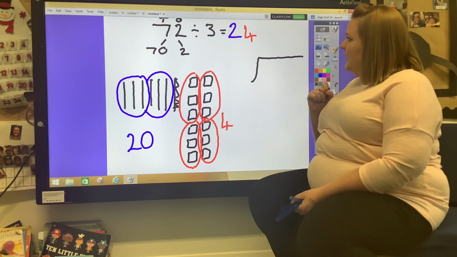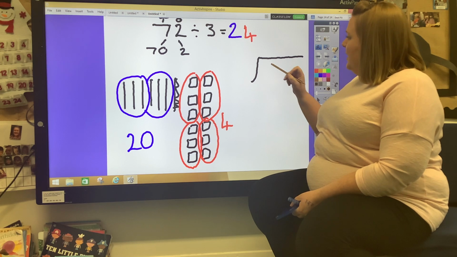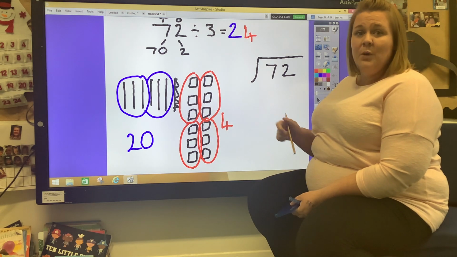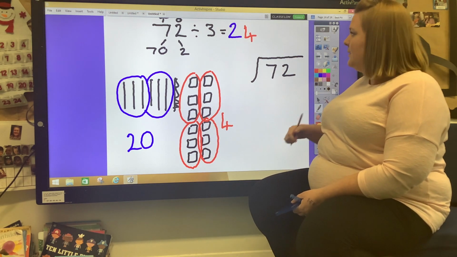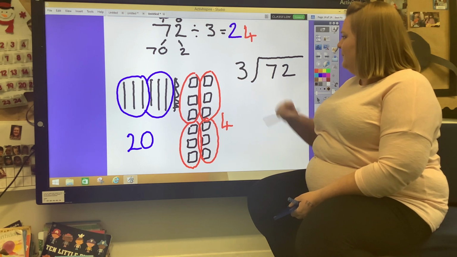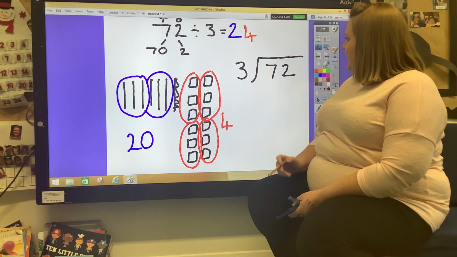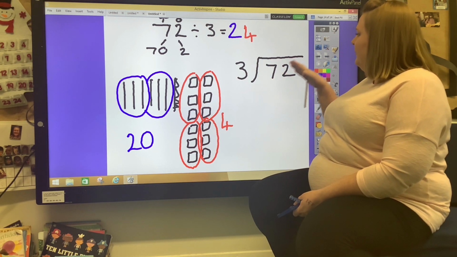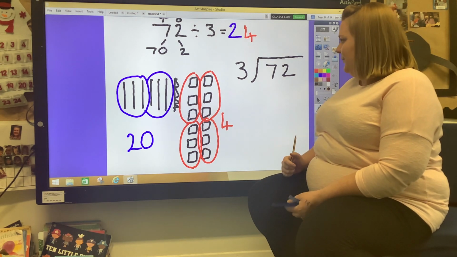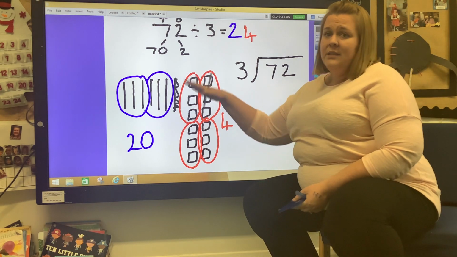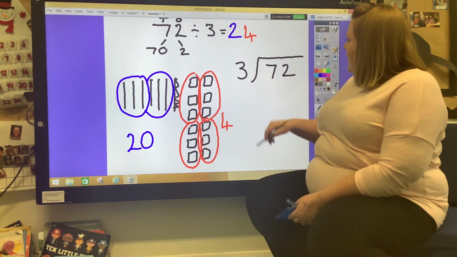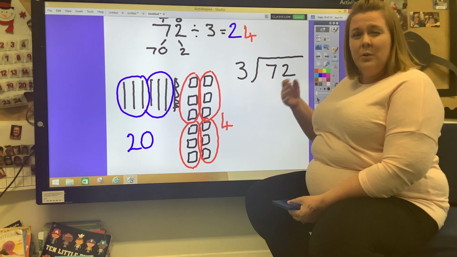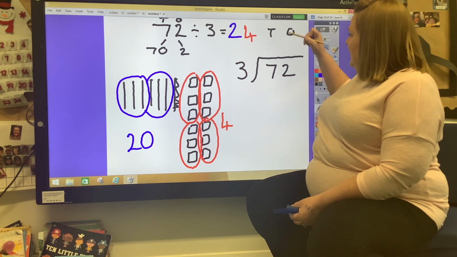They're probably used to seeing something like this. And they will record the dividend underneath the bus stop, we like to refer to it as. It's like the number waiting in the bus stop. And then the divisor is the bus driver that comes. So that goes here. And then again, we're thinking about how many lots of the 3 can fit into 72. Okay? We normally teach these alongside so we can make the links between the 2 methods explicit. So I'm thinking about how many lots of 3 can fit into 7, although of course we know it's 70. So we wanted to make that clear to the children.